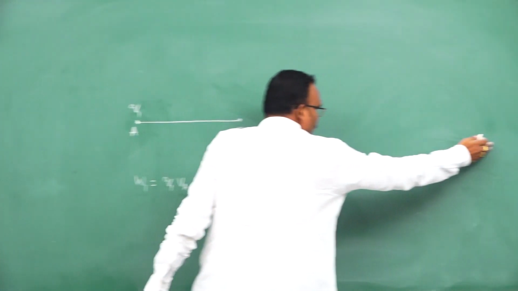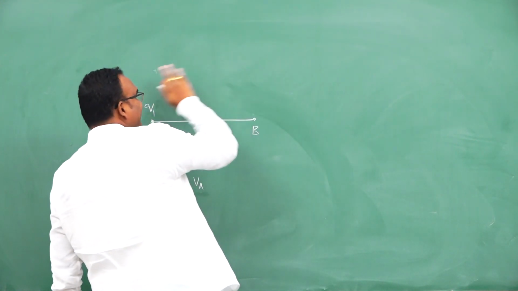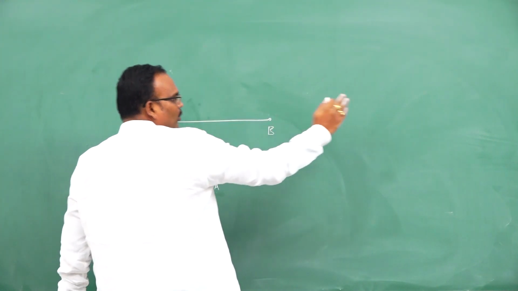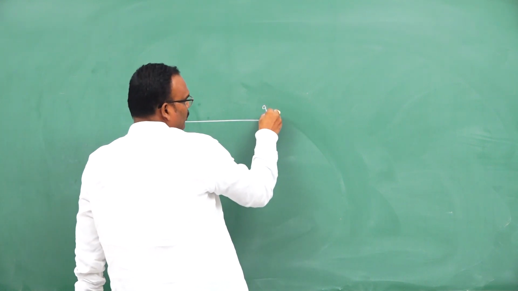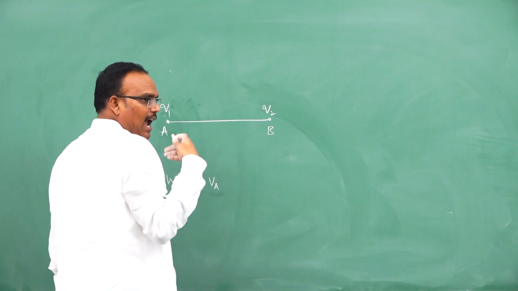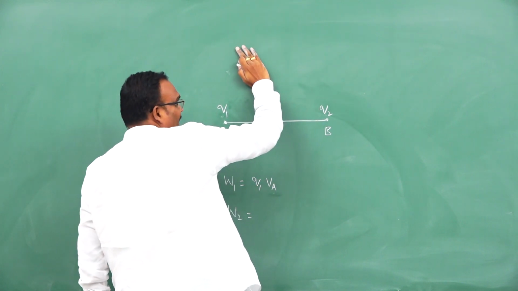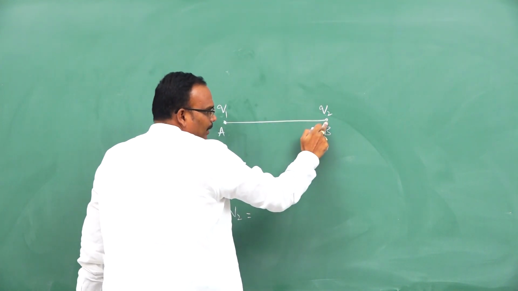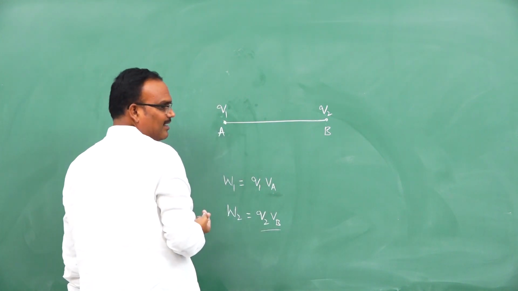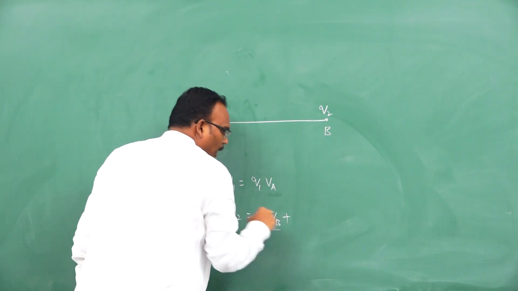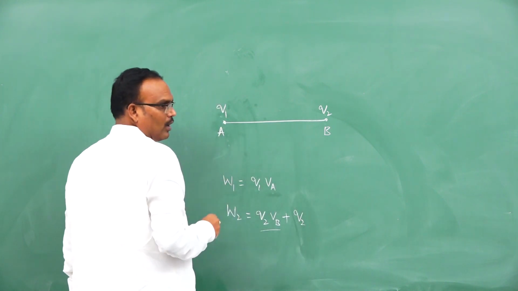To bring Q2 from infinity to here, I have to do two works. One work is against the external electric field, and another work is against the electric field of Q1. So to bring a charge from infinity to point B, I have to do two works. That work W2 is equal to, one against the external electric field, where I will take the potential as VB, that is Q2 into VB. This is the work I have done against the external electric field. Now I have to do work against Q1. That can be done using the formula Q2 into V.